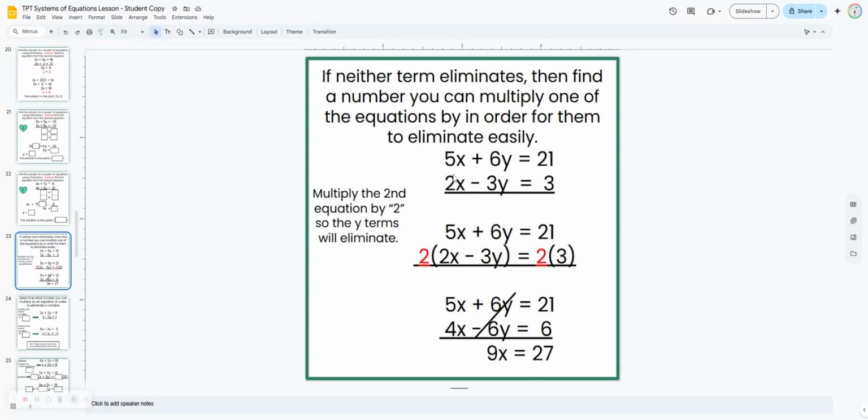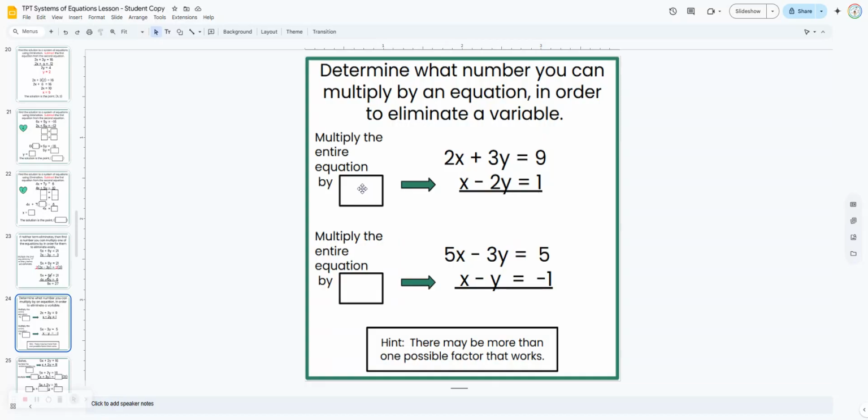Now they may be given two equations where they can't add or subtract in order to eliminate a variable, but they could multiply one of the equations by a factor and create a situation where they can eliminate a variable. So here, for example, if we take the second equation and we multiply each term by 2, I get 4x negative 6y equals 6. Now I can take the two equations, add them together, and I can solve for the variables. So students have to think about what they could multiply one of the equations by in order to eliminate a variable.